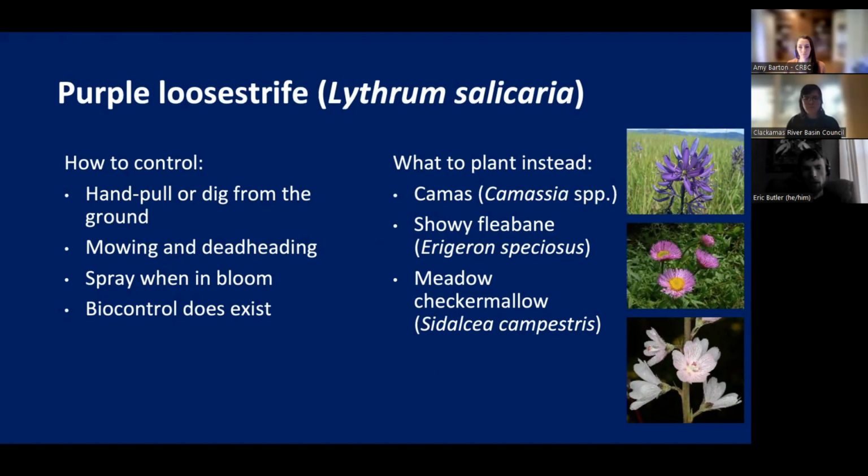If you have bigger patches, you can try mowing and deadheading. Just hitting it repeatedly can help keep the populations in check, keep it from spreading, and eventually exhaust it. A good time to spray it is right around as the bloom is starting to fade, when it's easily identifiable. It hasn't started setting seeds yet. And there are biocontrols out there as well.